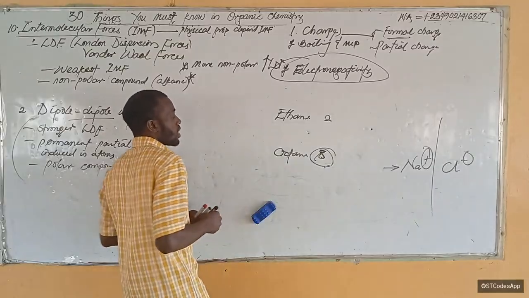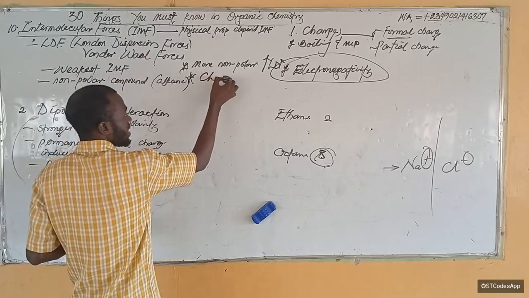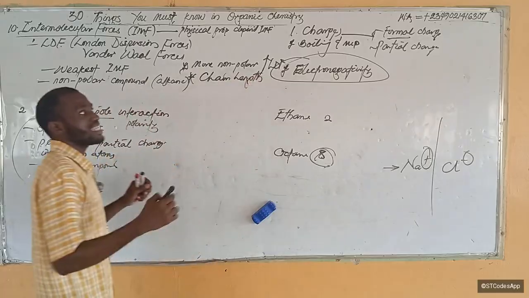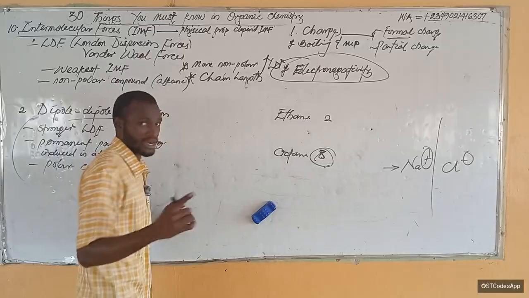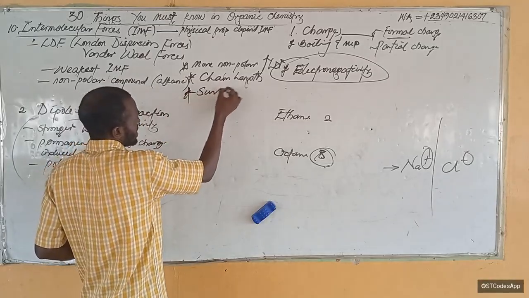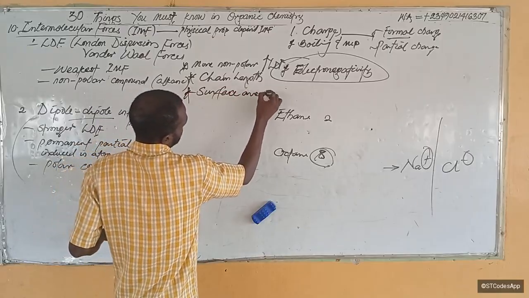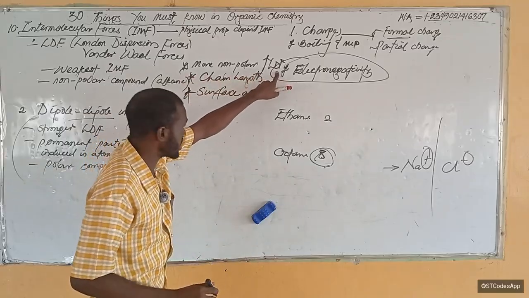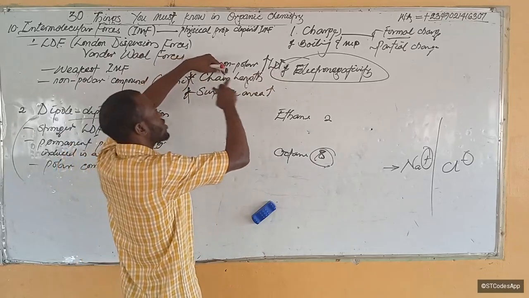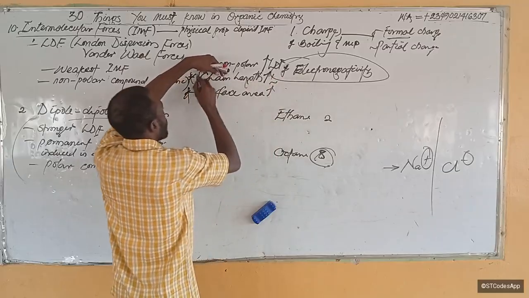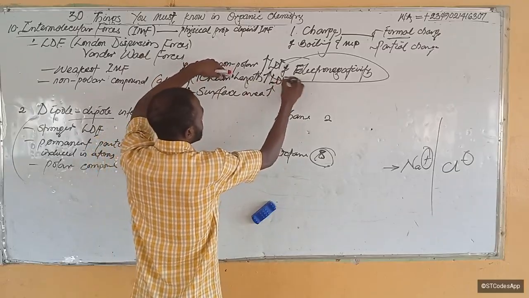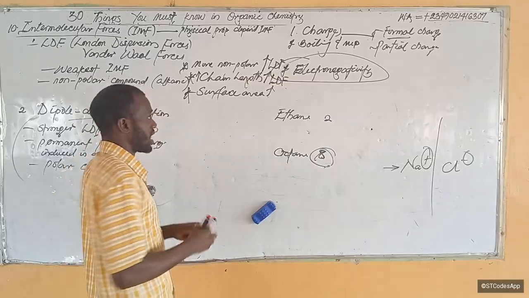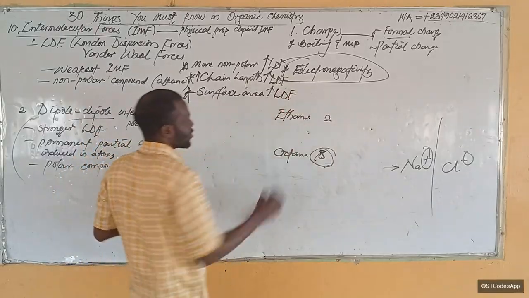Do you understand? Because non-polarity increases with chain length. Is that okay? It increases with what? Chain length. So the longer the chain length, the higher the non-polarity, and of course the higher the surface area. Since the more non-polar, the higher the LDF interaction, then the longer the chain length, the higher the surface area, and of course the higher the LDF. I've also explained this before, okay?